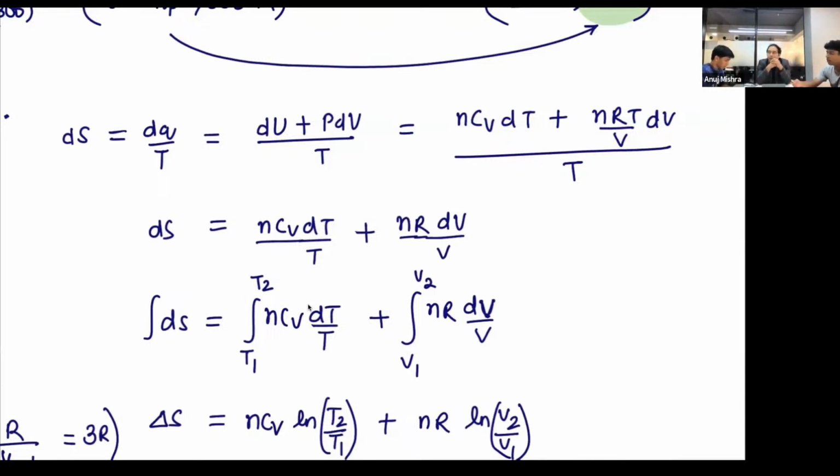So what is the formula coming up? nR ln V2 by V1. Yeah, this is what we used in isothermal. Check your formula, which you have used. Yeah, nR ln V2 by V1.